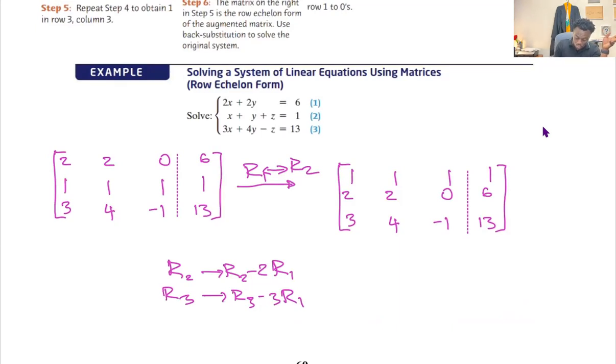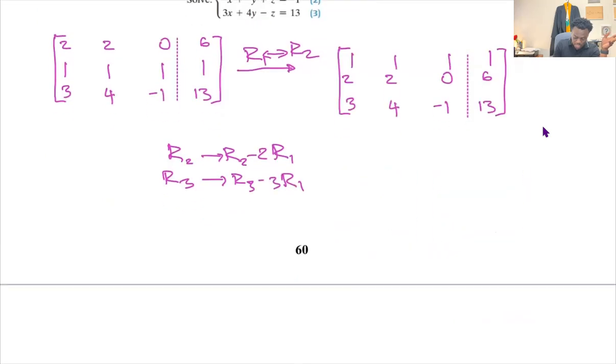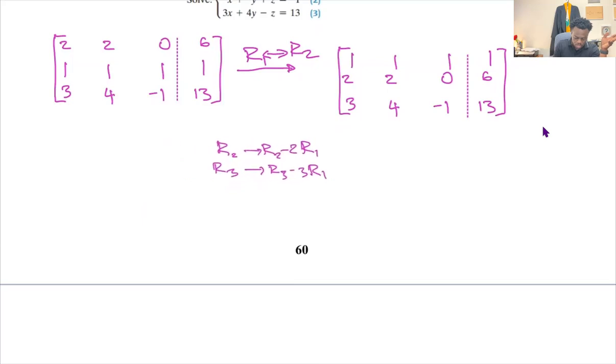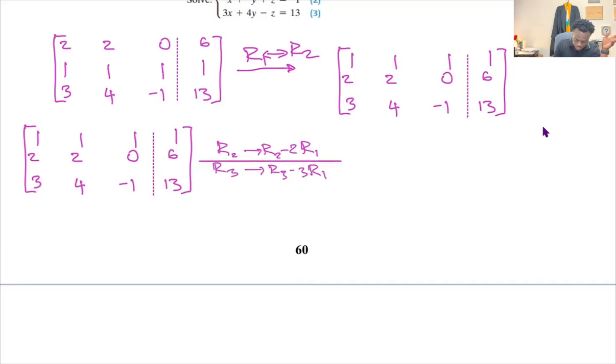So let me go ahead and copy this one, right? And then I'm going to make sure that this operation is the next thing that I do. All right. So then that will take me to this next. I know row 1 will stay, but let me work with the ones that I am going to change. So row 2 minus 2 row 1. So that's 2 minus 2 times 1, right? And that's 2 minus 2 times 1 again. That is 0 minus 2 times 1 again.